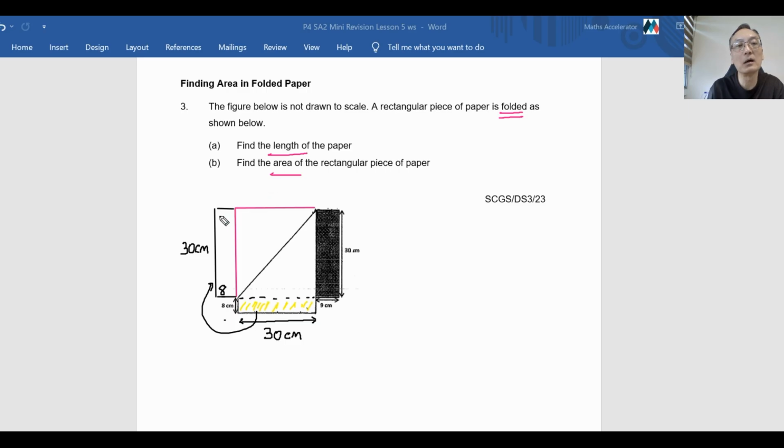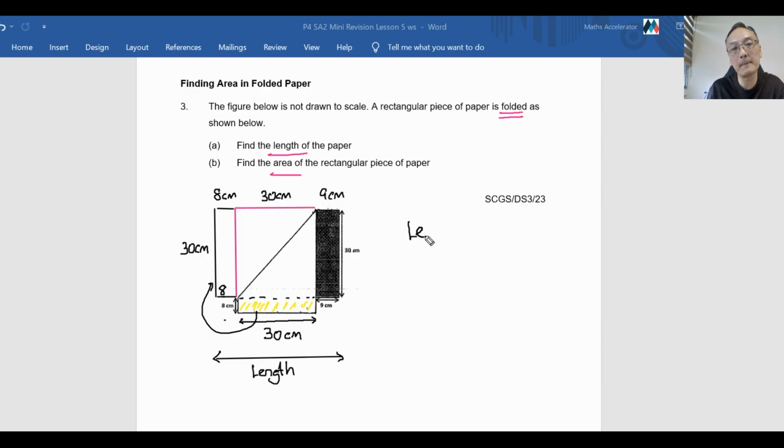So now it's easier if we include the dimensions above. Here is 30 as mentioned. If this is 9, this portion will be 9 cm. If this is 8 cm, here will be 8 cm. So in order for us to find the length of this piece of paper, we will be adding these three numbers.